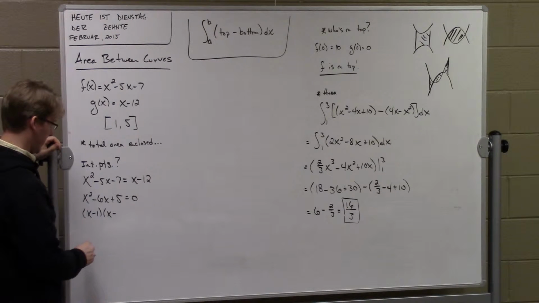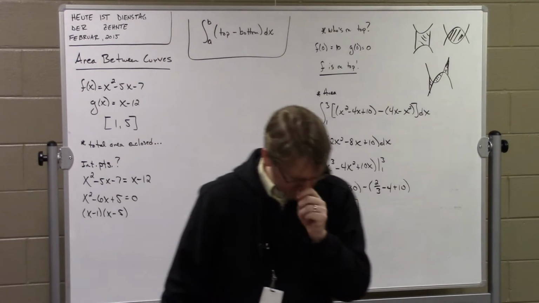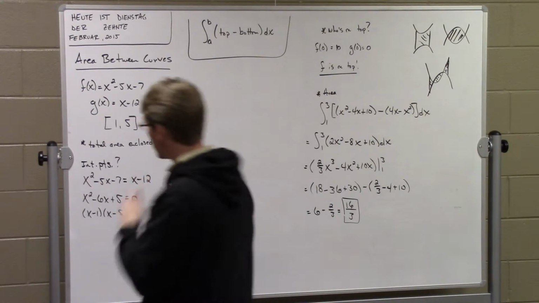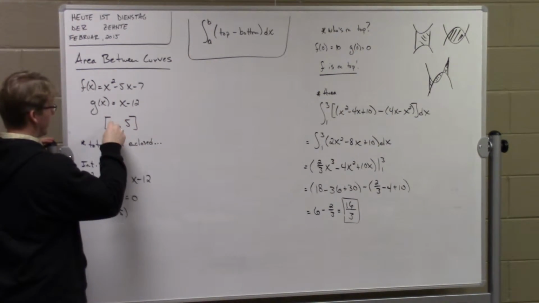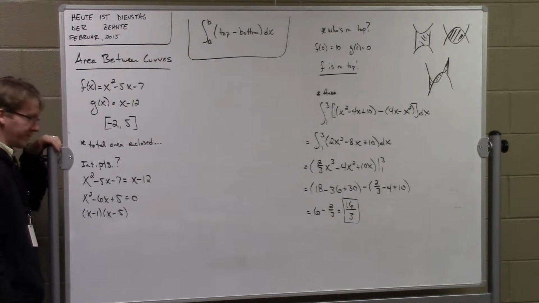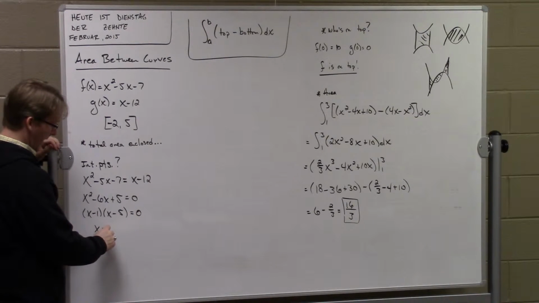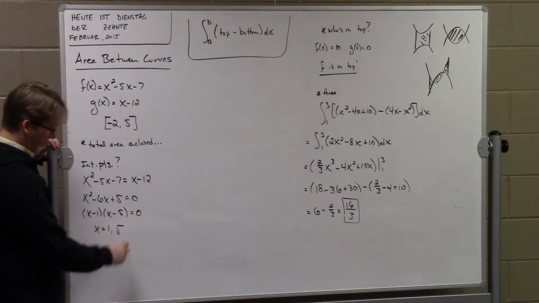Is that right? Make sure I copied this one right. Nope, I did not. It's minus 2. I was thinking ahead to something else, but here we go. Which gives us intersection points at 1 and 5.